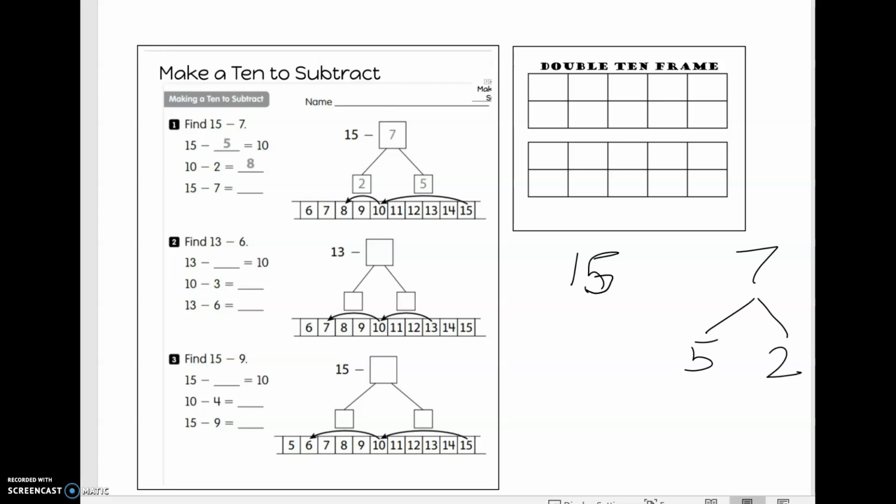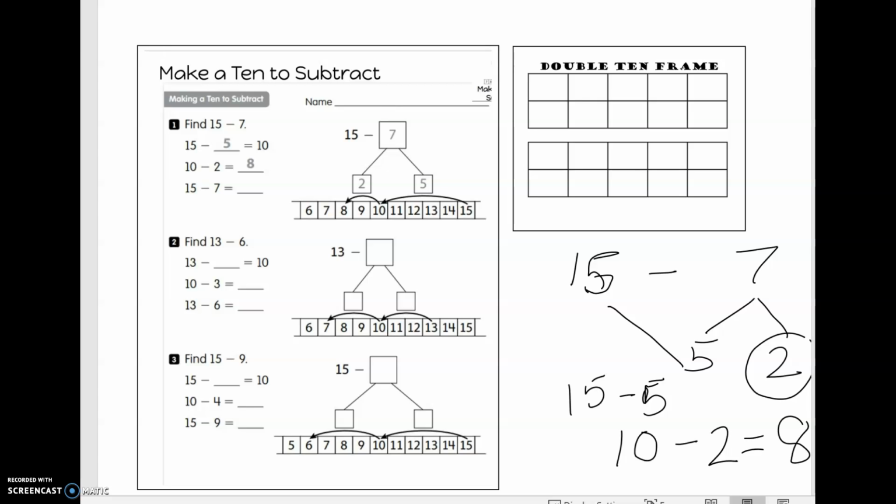So we have this 15, right? Minus 7. I am going to subtract 15 minus 5. I'm going to get 10. Okay, and then what is left over? 2. So I'm going to take 10 minus 2 equals 8.